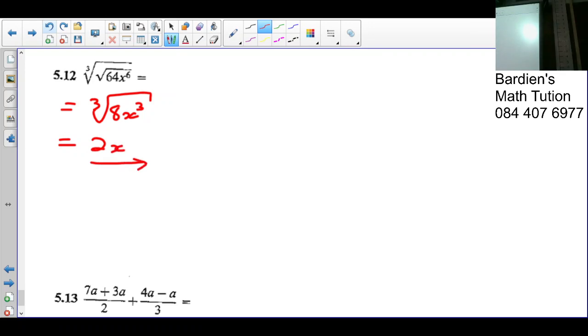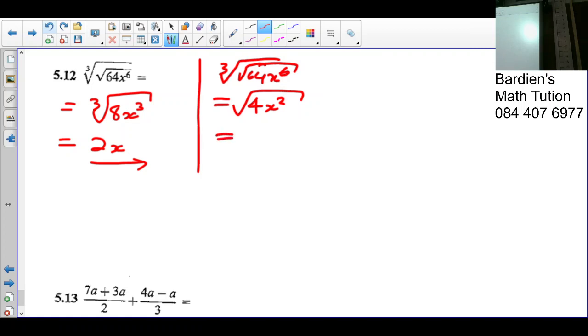All okay with that? I could have applied the cube root first. If I had applied the cube root first, then it would have been cube root of 64 is 4. X to the 6 over 3 is x squared. What's the square root of 4? 2x. It's the same answer. It's equivalent. No? Not equivalent, it's the same.